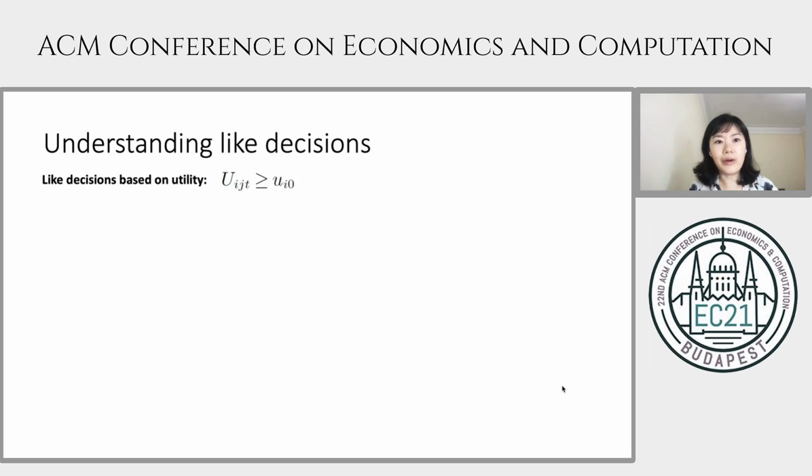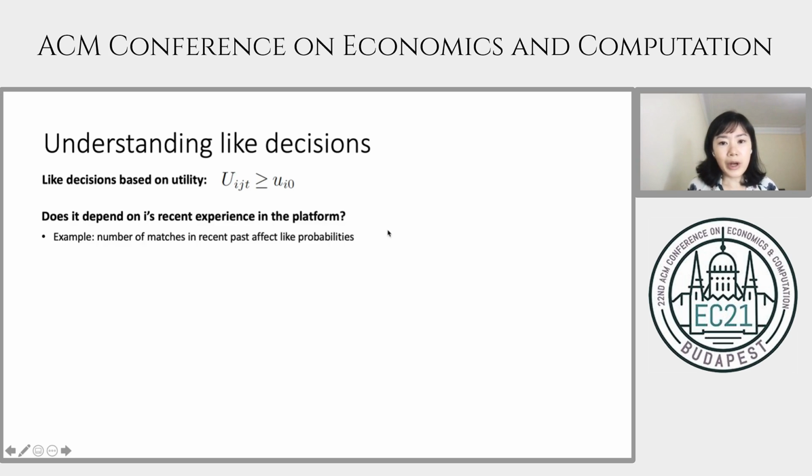So how are we going to go about understanding the like and dislike decisions? We're going to model the like decisions based on the utility function. So U_ijt is bigger than some outside option U_i0, then user i is going to like user j in period t.